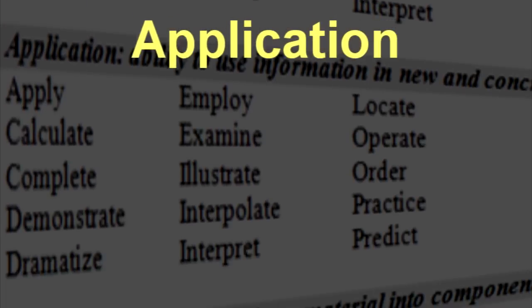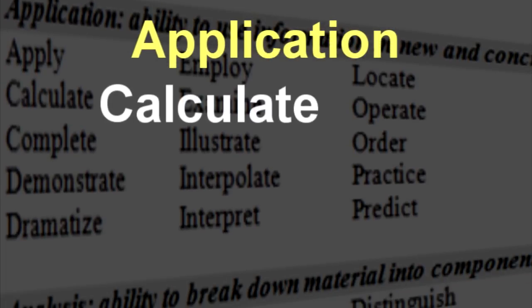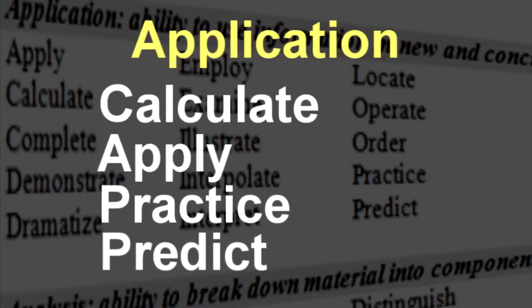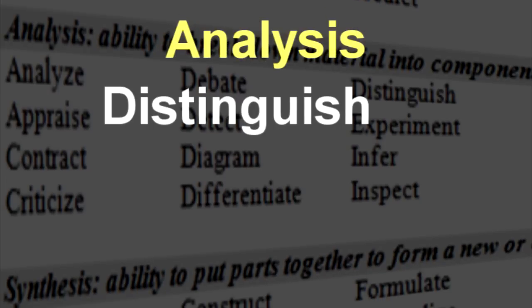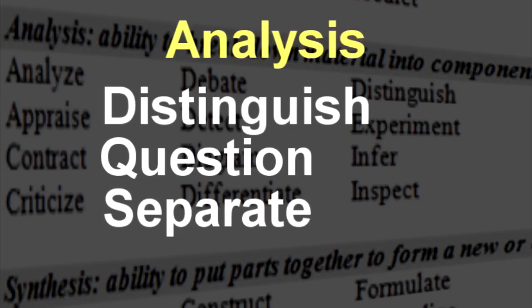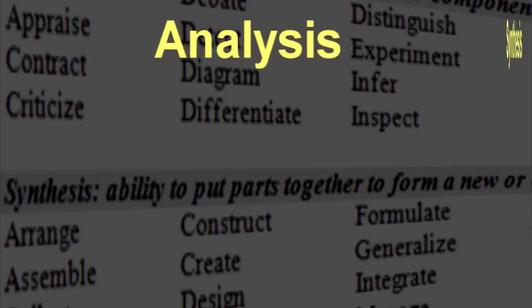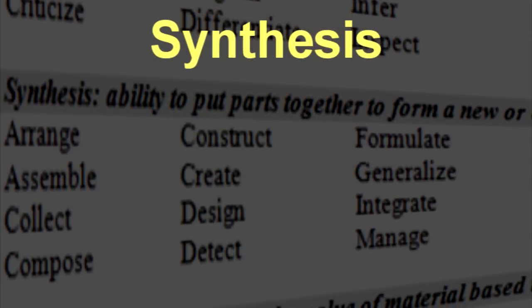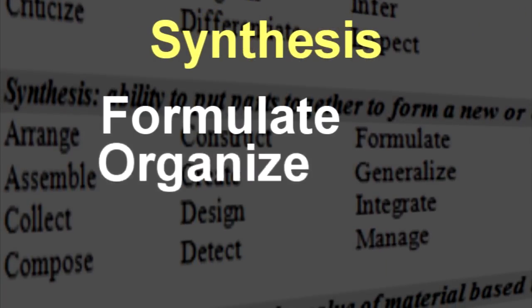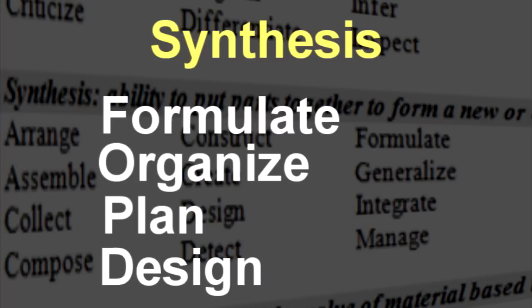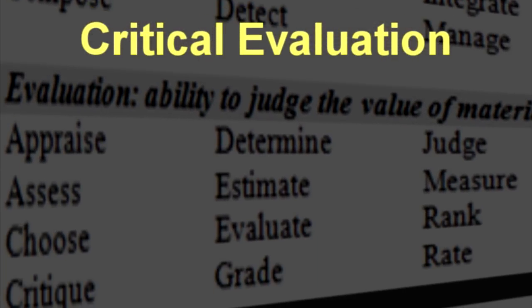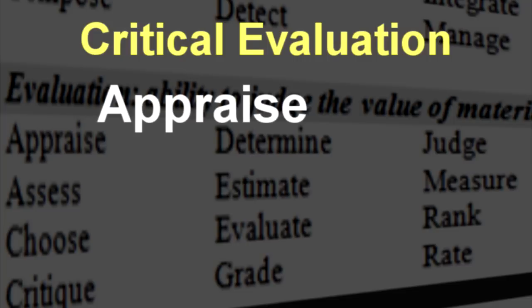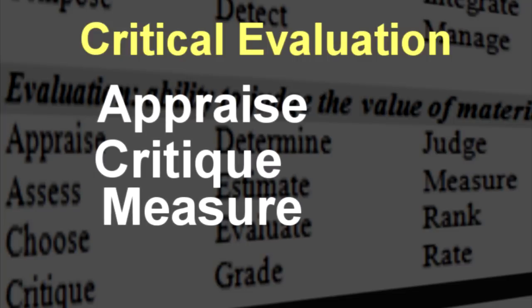Up a little higher, perhaps in application, you might ask them to calculate or apply, to practice, predict. At the analysis level, you might have people be able to distinguish or to question or separate or diagram things. At the synthesis level, we might ask students to formulate something, to organize, to plan, prepare, design. And at the highest level, we have kind of a critical evaluation level, and in that case, we might ask people to appraise things, assess them, critique them, measure, judge, recommend, test, so on and so forth.